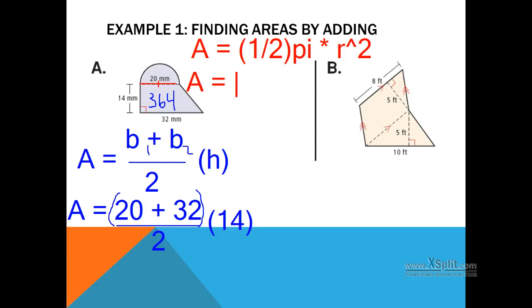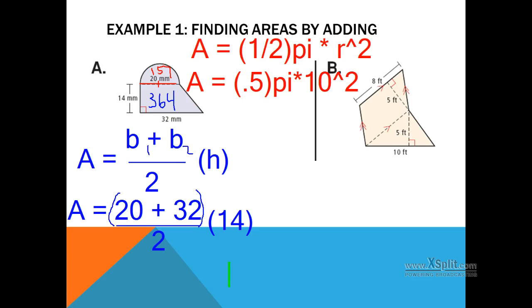So we can go and type that in. Area is equal to 0.5 times pi times 10 squared. Typing that into your calculator, 0.5 times pi times 10 squared, which is 100, that's going to be 157.08. Let's ignore the decimals. About 157.